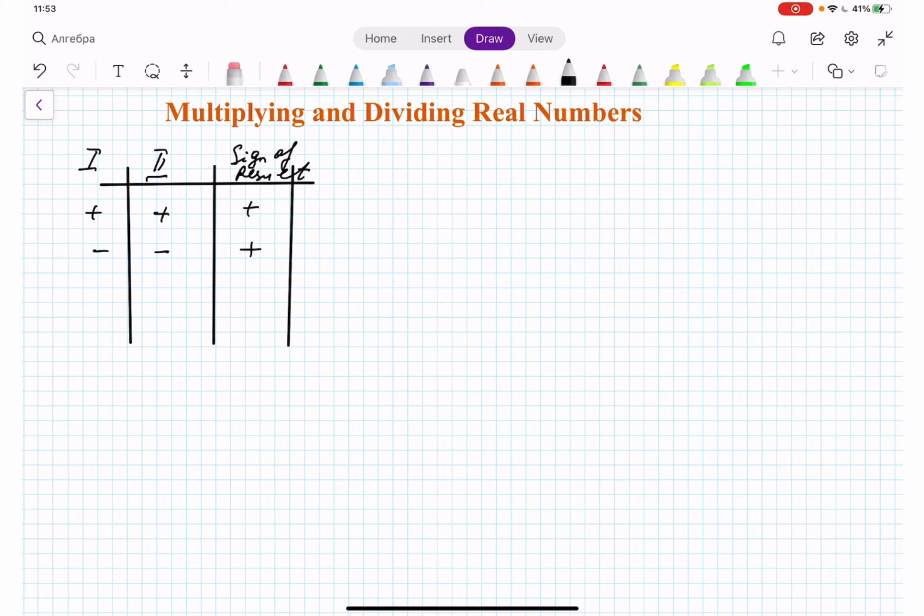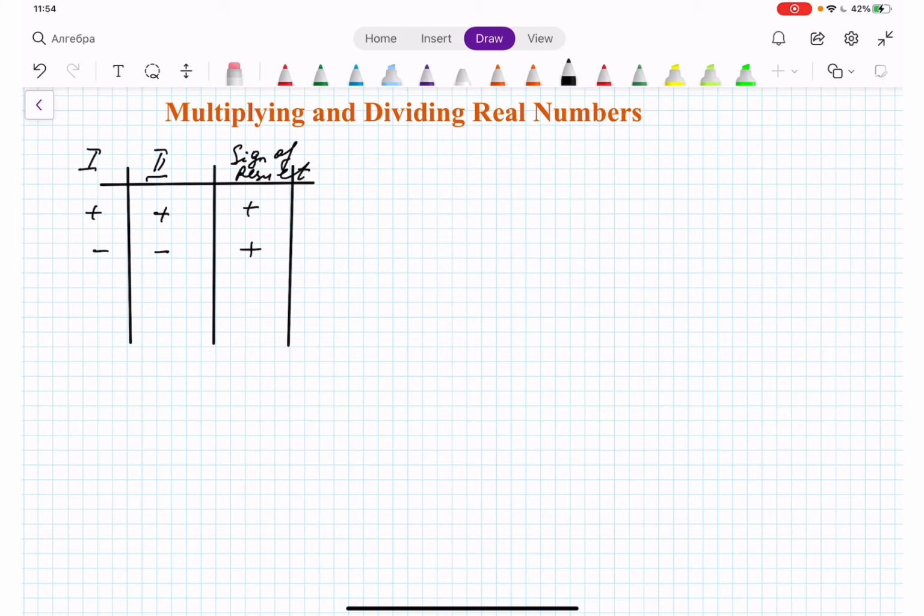The sign of product or quotient differs from the rule of addition and subtraction of real numbers, because there, based on signs of first term and second term, we either add or subtract. But here it doesn't matter. Sign does not affect the operation anyhow. We don't care if it's positive or negative. If we have multiplication, we multiply. If we have division, we divide. But the sign gives us the sign of the result.